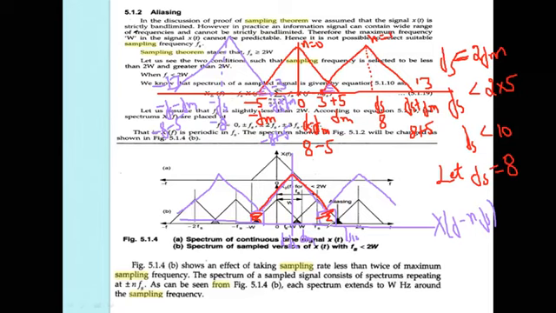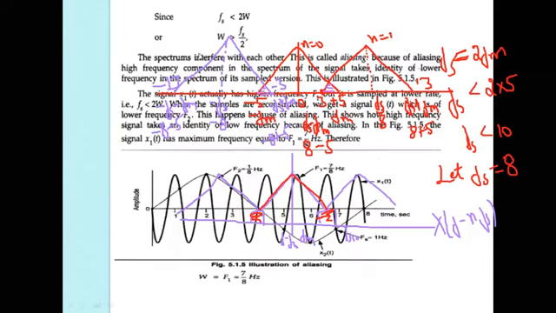When the high frequency interferes with the low frequency and appears as low frequency, then the phenomenon is called aliasing. Understood, my dear students? What does aliasing mean? The spectrums interfere with each other. This is called aliasing. Because of aliasing, a high frequency component in the spectrum of the signal takes the identity of a low frequency in the spectrum of its sampled version.